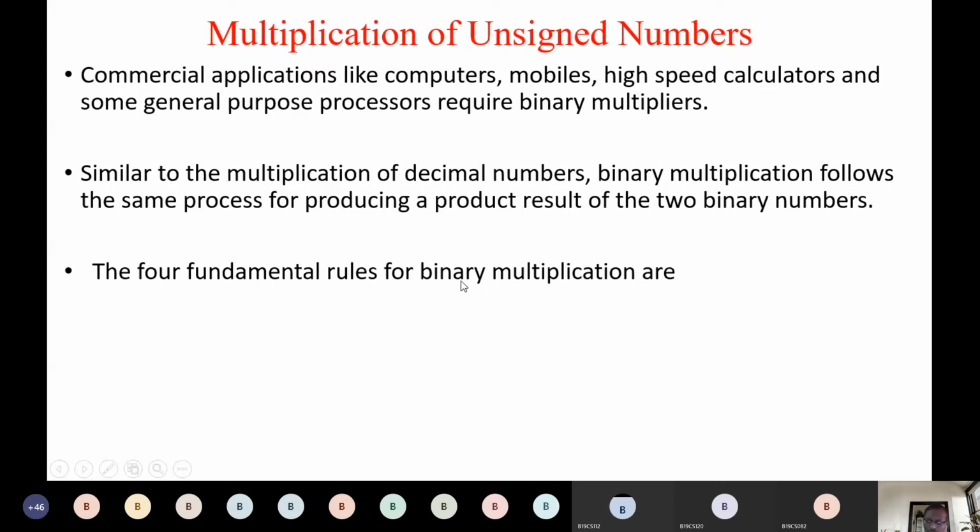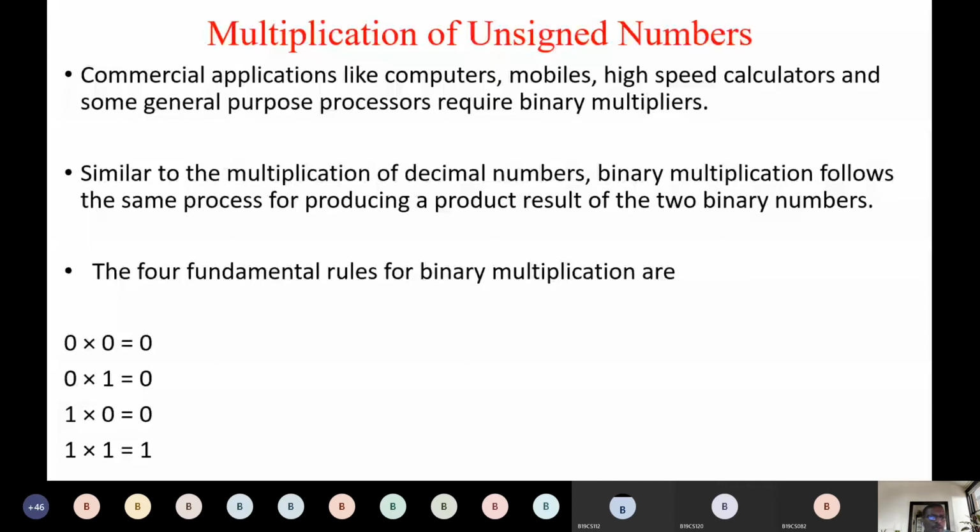So these are the four fundamental rules we follow for multiplication. When 0 is multiplied with 0, the result is 0. 0 multiplied with 1, we get 0, and 1 multiplied with 1, we get 1. Remember, in all the cases it is 0, but only when 1 is multiplied with 1, the result is 1. This is the rule we follow, and we will see the multiplication of two 4-bit binary numbers.